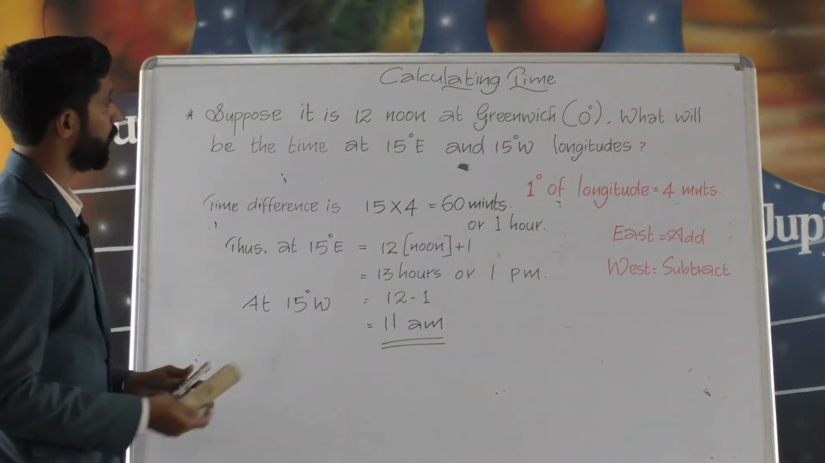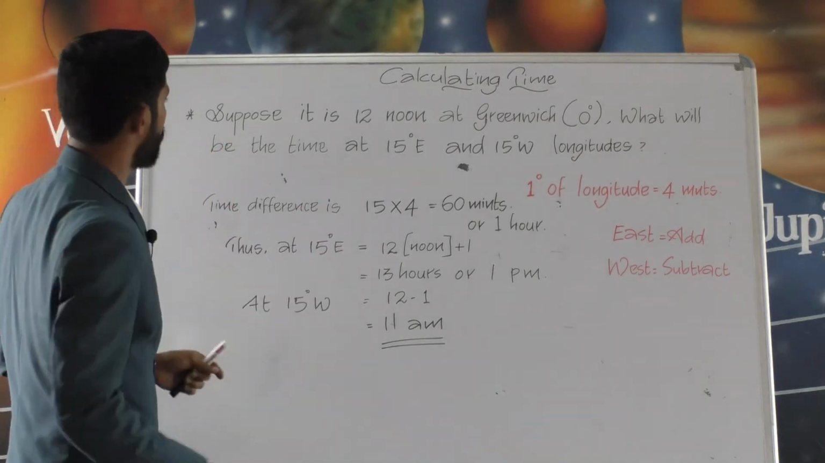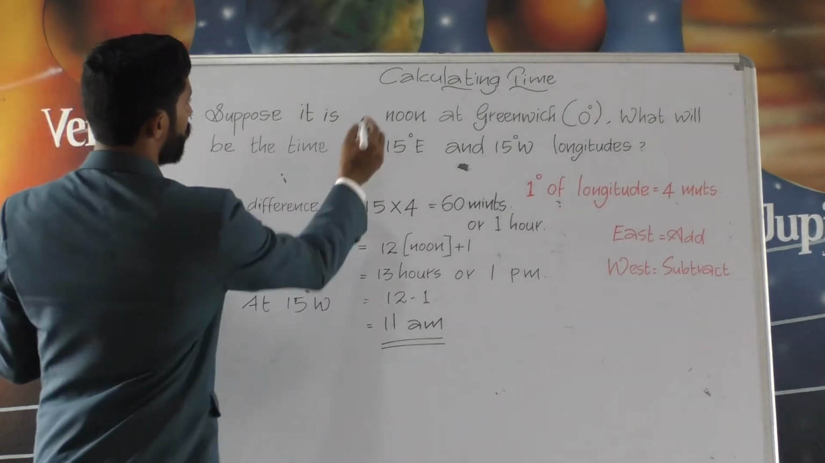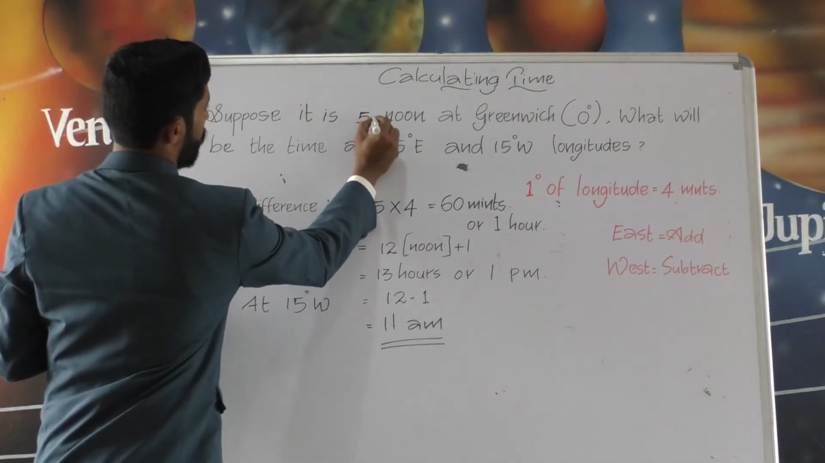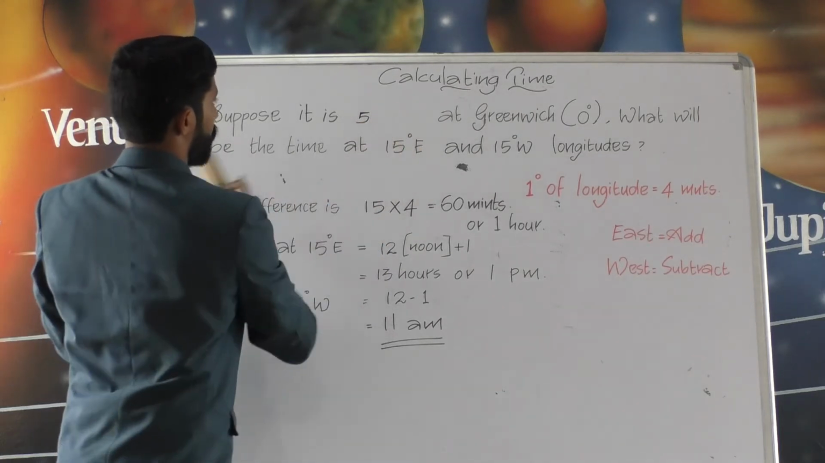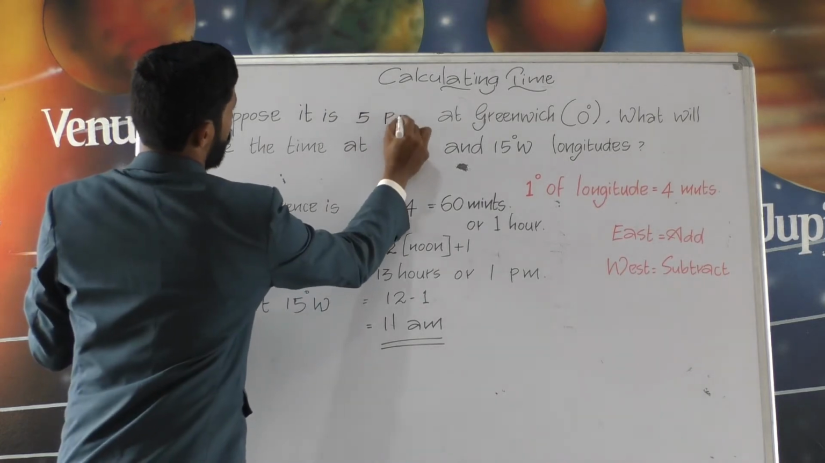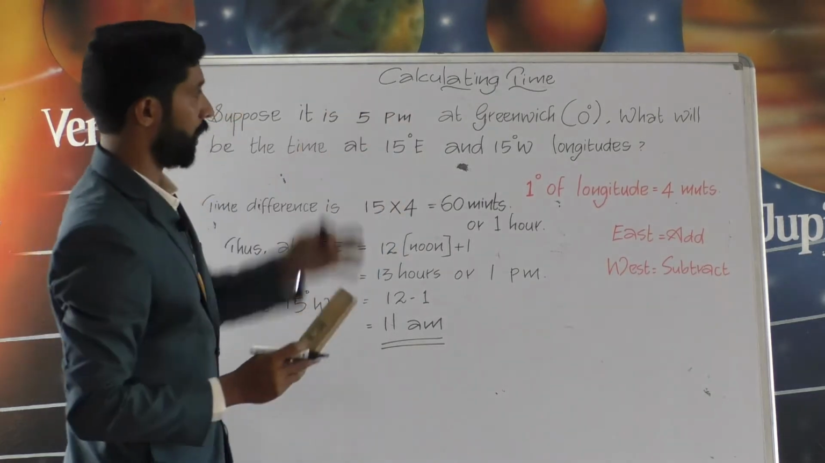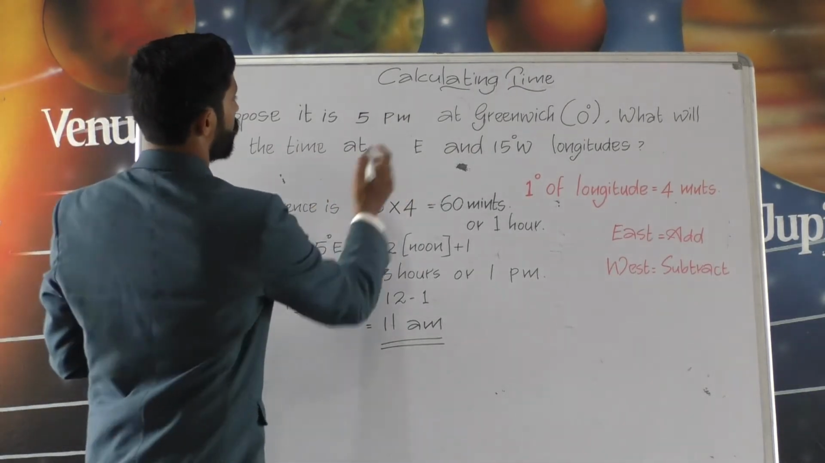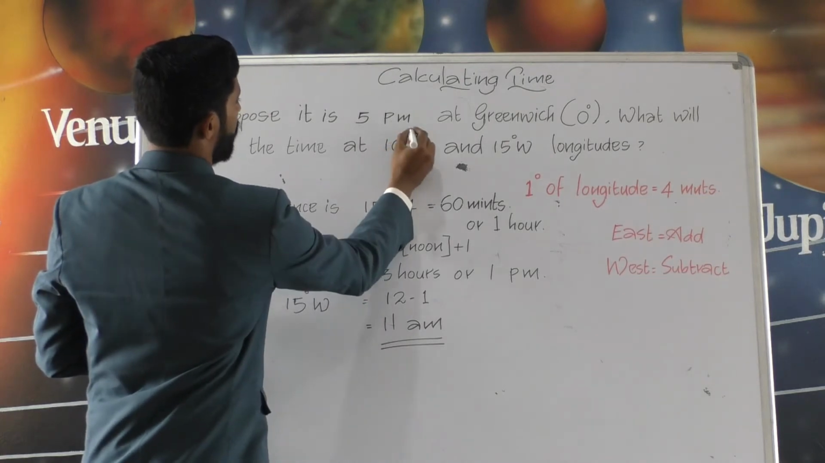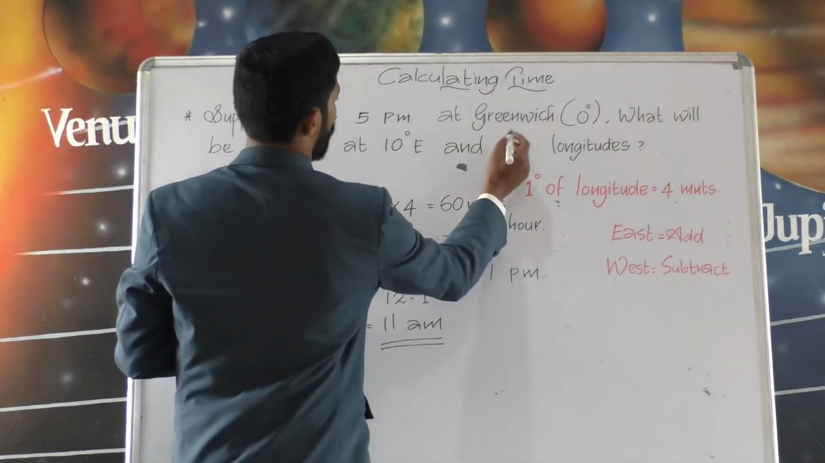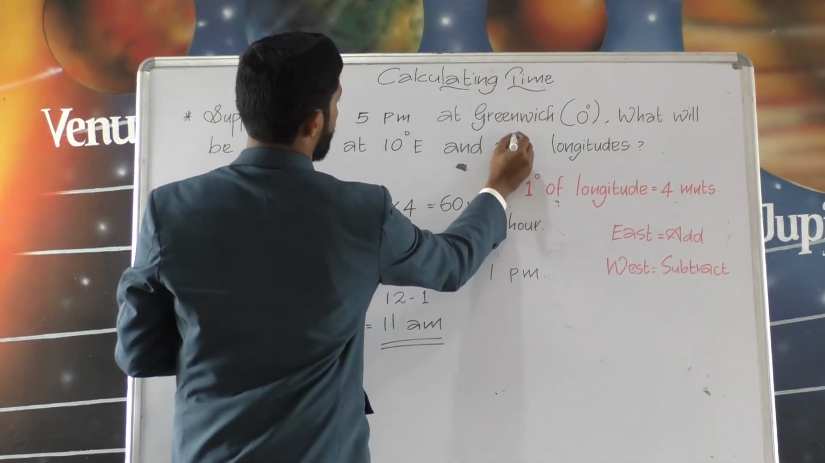So, shall we do one more example? It will be easy for you. I am just changing this question. Instead of 12, I am going to give you 5 p.m. Suppose it is 5 p.m. at Greenwich. What will be the time at 10 degree east, and we can go for 20 degree west.